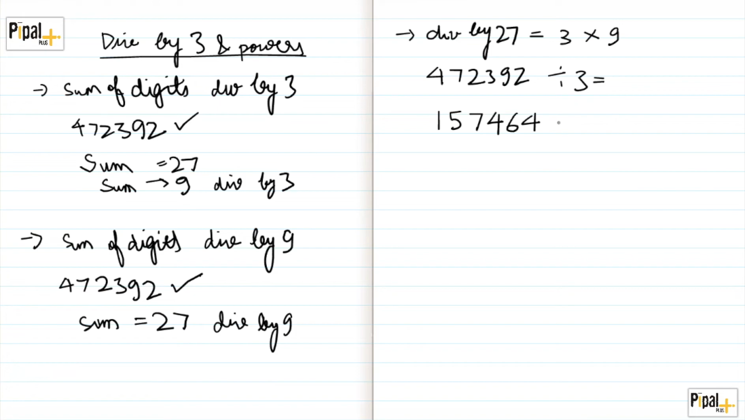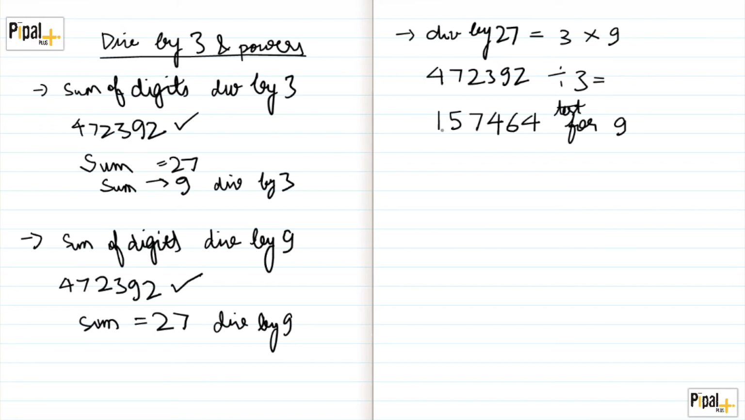Now let's test this for 9. By eliminating a 3, all I need to do now is test the quotient for 9. Please remember, do not test the original number for 9, because if it is divisible by 9, then anyway it's divisible by 3. So I'm doing no service to myself by testing the original number for 9. Once I eliminate a 3, then I test my quotient for 9.